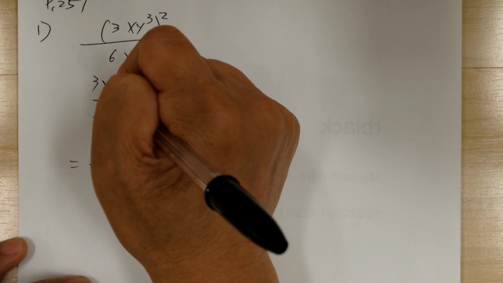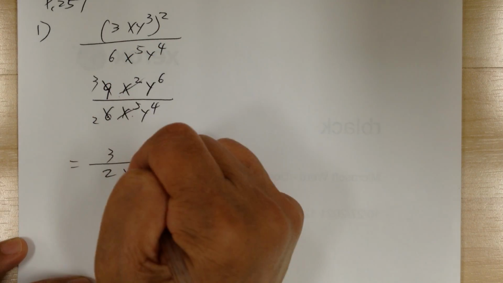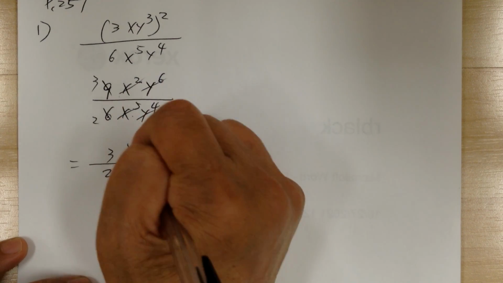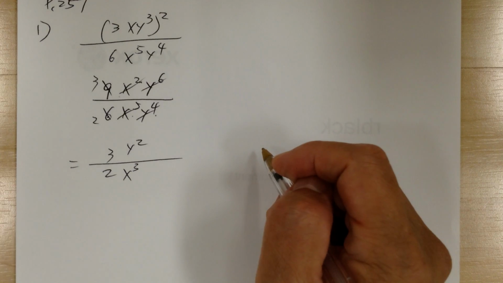x squared over x^5. When you cancel, you're going to have x^3 left over on the bottom. y^6 over y^4. When you cancel, you're going to get y squared left on the top. Okay, and so this is it.